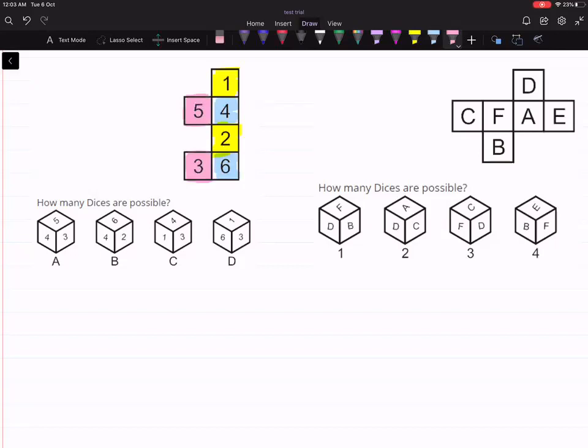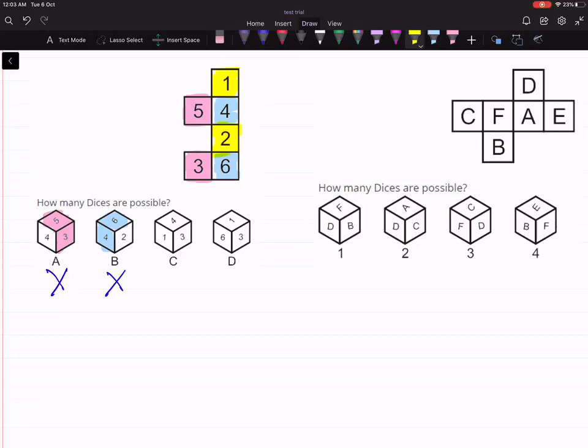Now you check out. 5 is your pink color, 3 is your pink color. So two opposite pairs are coming in one dice, and thus this dice is not possible, right? Next is 6 is blue in color and 4 is also blue in color. Now two opposite sides cannot come into the same image.